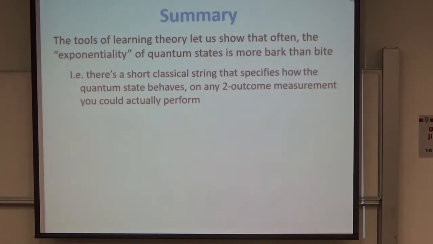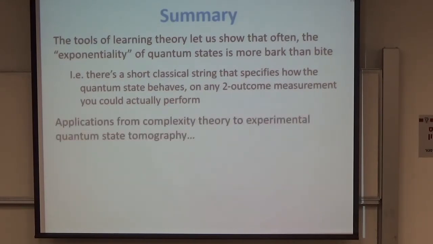Okay, so summary. The tools of computational learning theory let us show that often the exponentiality of quantum states is more bark than bite, i.e. there's a short classical string that specifies how your quantum state behaves on any yes or no measurement that you could actually perform. There are applications of this from complexity theory to experimental quantum state tomography. I hope more applications will be discovered.